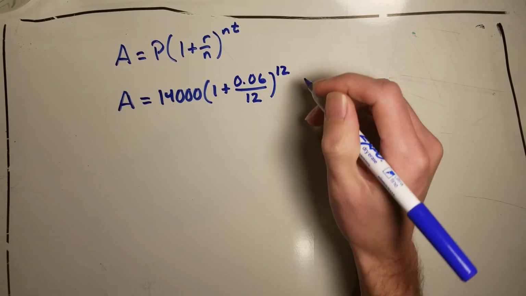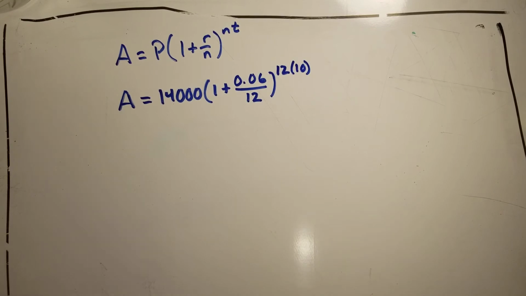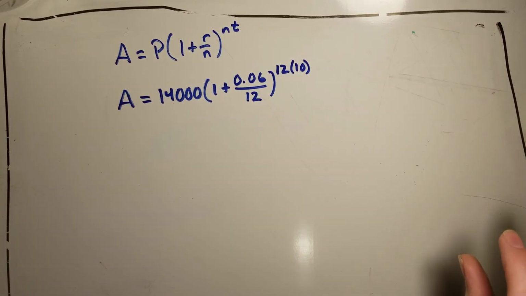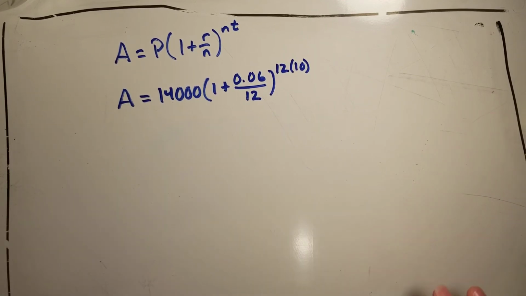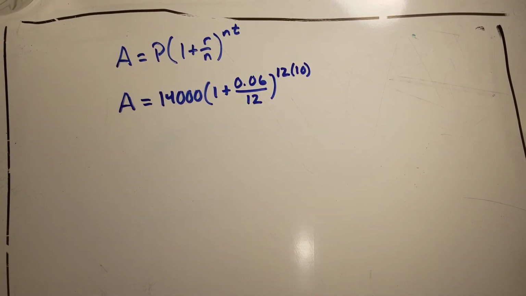And we're told we want to know how much money we have after 10 years. So that t is in the unit of years. So we just need to simplify and find out what A is. It's just a simple plug in and solve. So let's go ahead and simplify. Had to grab my calculator.